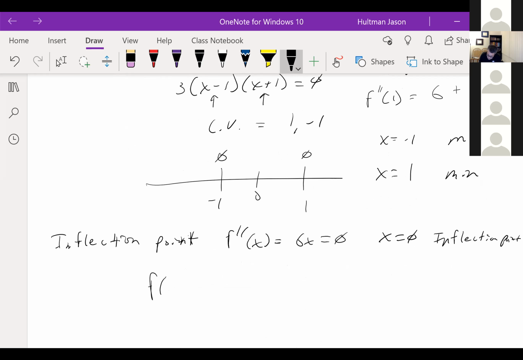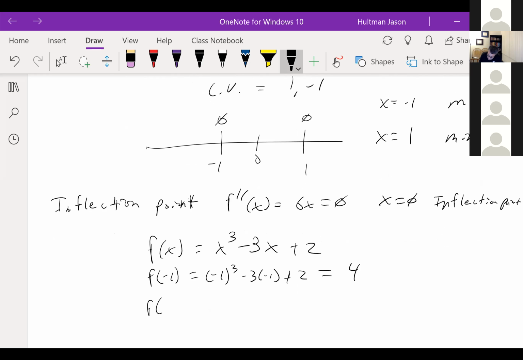Okay, well, what was the original function? f of x is equal to x cubed minus 3x plus 2, right? So now I just want to plug in these values. What happens when the function is at -1? Well, I get -1 cubed minus 3 times -1 plus 2. That's -1 plus 3 plus 2. -1 plus 3 is 2. 2 plus 2 is 4. So that's 4. Okay, what's f of 0?